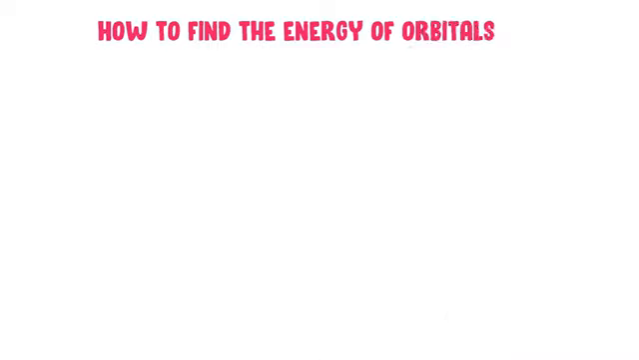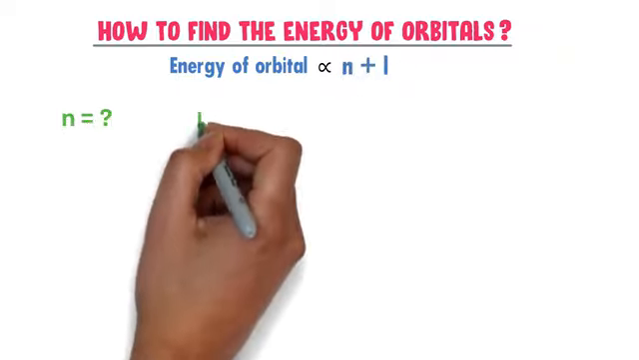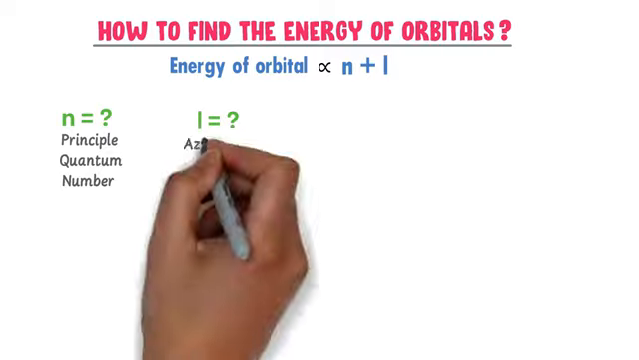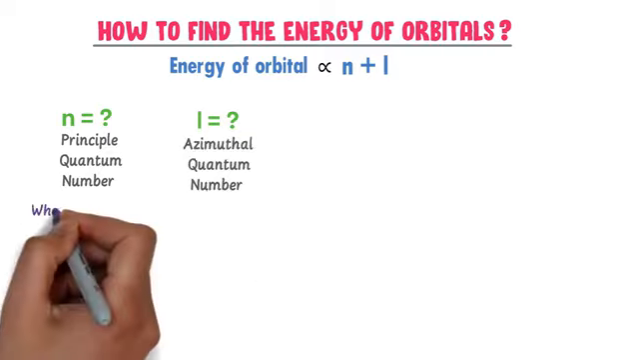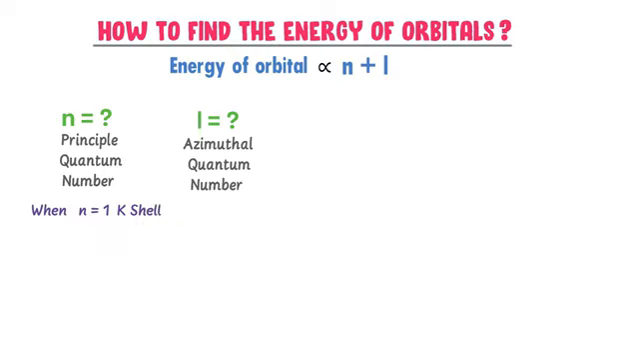Also, you must learn how to find the energy of any orbital. Energy of orbitals is directly proportional to n plus l. Now, what is n and l? We have already learned in our previous lecture that n is principal quantum number and l is azimuthal quantum number. For example, we know that when n is equal to 1, it is K shell.